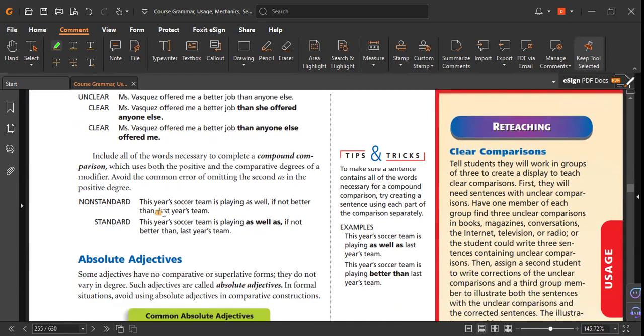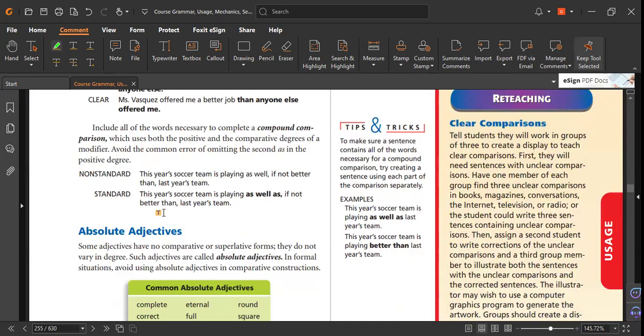Now here is the last one before you get angry, and we'll stop on absolute adjectives. It says: "This year the soccer team is playing as well, if not better than last year's team." "If not better than" is non-essential information. So you should compare between the soccer team of this year and of last year.